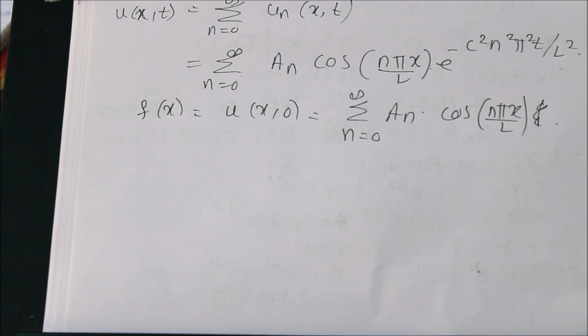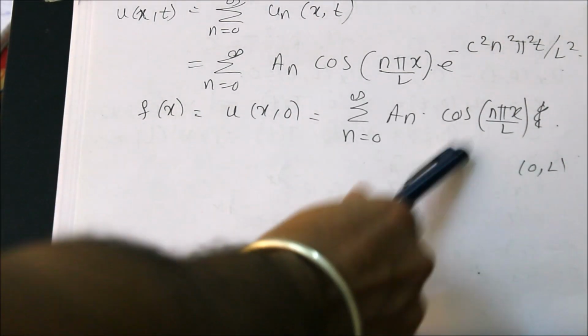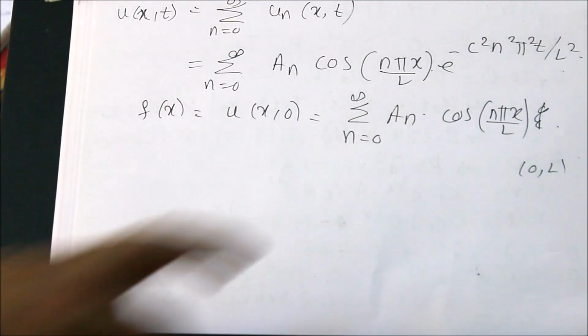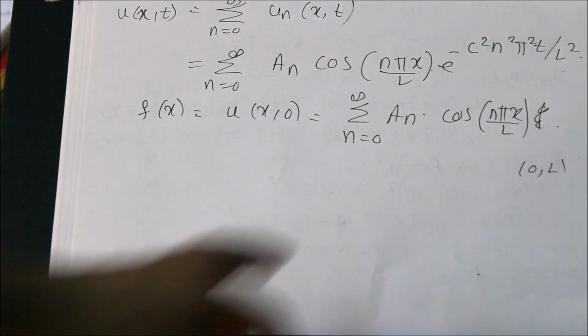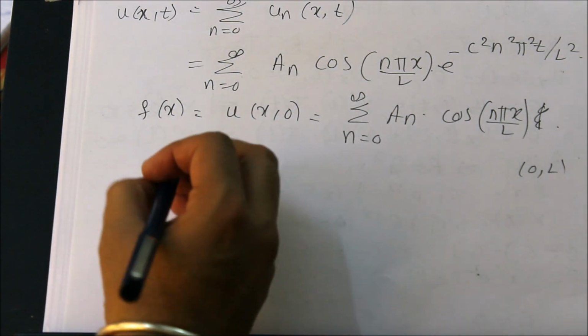And where is my x? X is from 0 to L. So on our right hand side, you can see my function is nothing but this summation. So it is nothing but the Fourier cosine series, the half range expansion in the interval 0 to L. In such a scenario, how are your an's given?